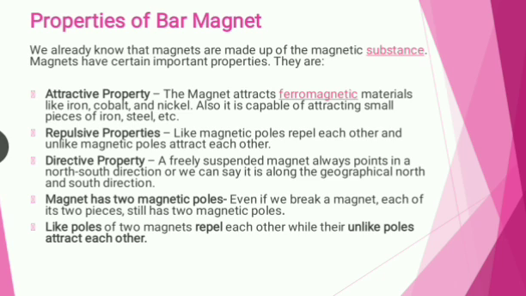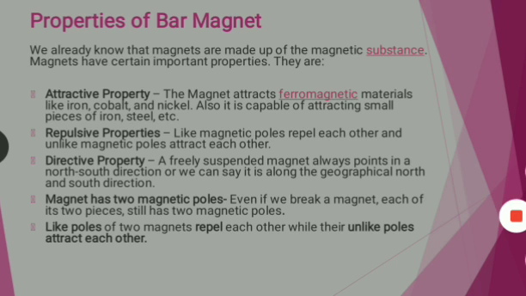Directive property: a freely suspended magnet always points in a north-south direction, or we can say that it aligns along the geographical north and south direction. A magnet has two magnetic poles. Even if we break a magnet, each of its two pieces still has two magnetic poles. Like poles of two magnets repel each other, while unlike poles attract each other.